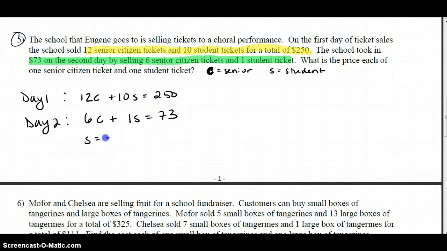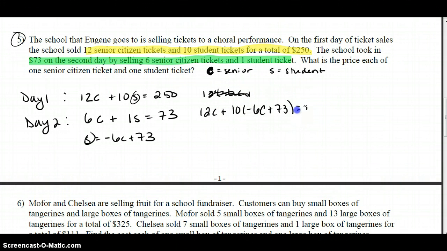Then S equals negative 6C plus 73. Plug it back in, you get 12 times negative 6C, and you have to be very careful because I just made the mistake of substituting into the wrong variable. So let's try this again. 12C plus 10 times negative 6C plus 73 equals 250. Okay. I'm going to leave it up to you guys to go ahead and solve this one. When you're done, compare your answers if you haven't already done so.